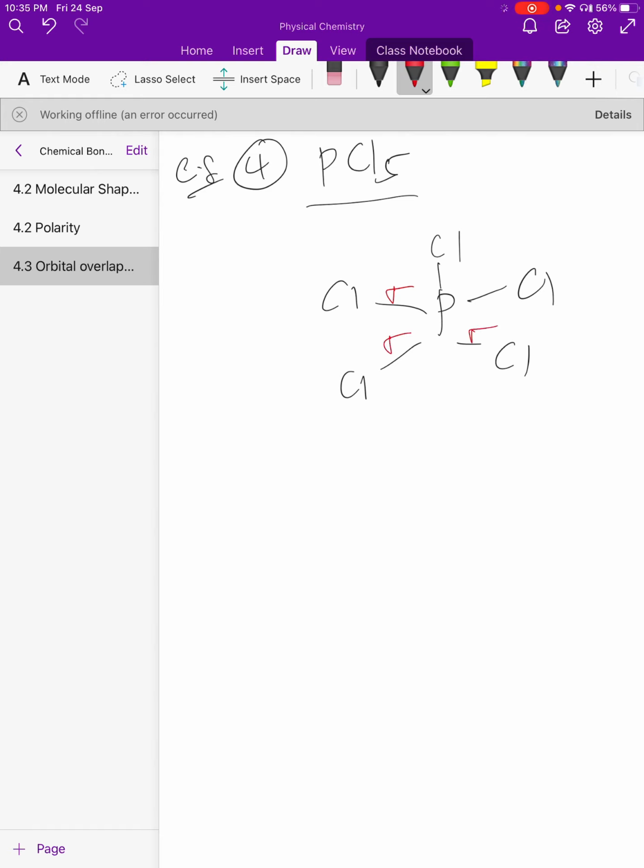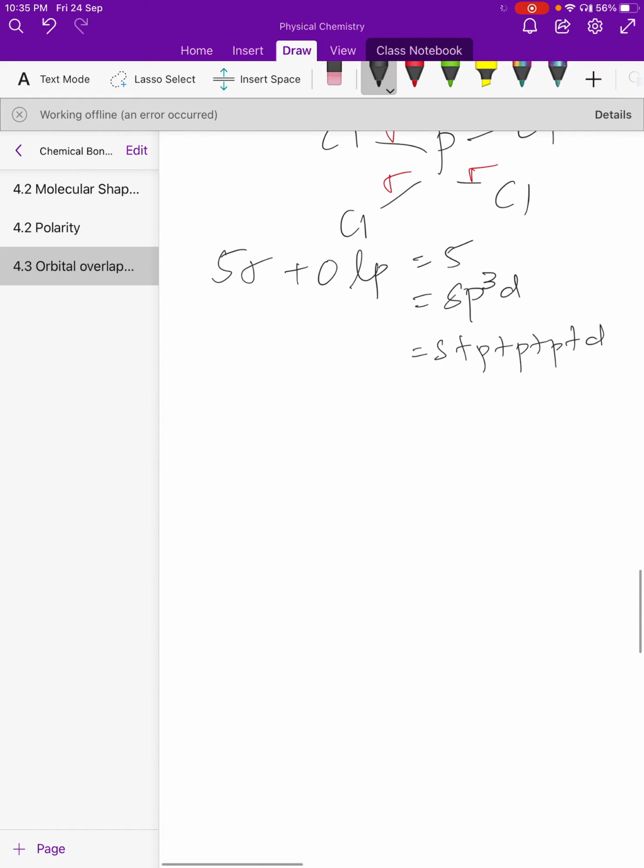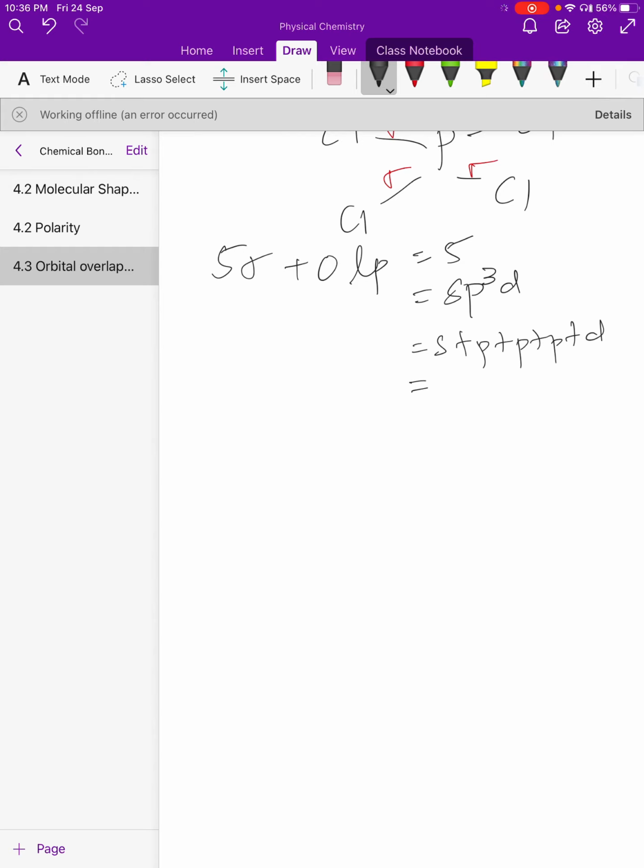Sigma, sigma, sigma, sigma. That is a total of 5 sigma here. So that means 5 sigma plus 0 lone pair, total 5. 5 is sp3d based on the table that we predicted initially. So s plus p plus p plus p plus d. We're going to have 5 boxes at the hybrid state, right? This is the hybrid for the central atom. And sp3d, the molecular geometry is trigonal bipyramidal.